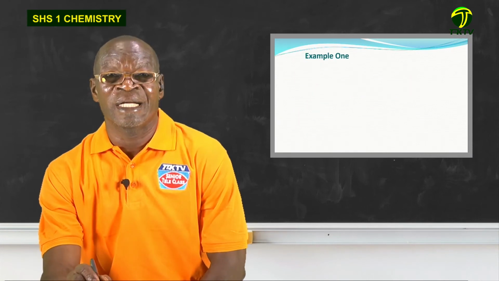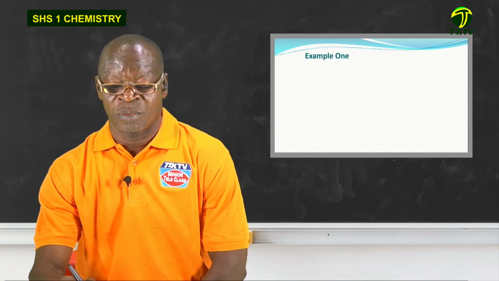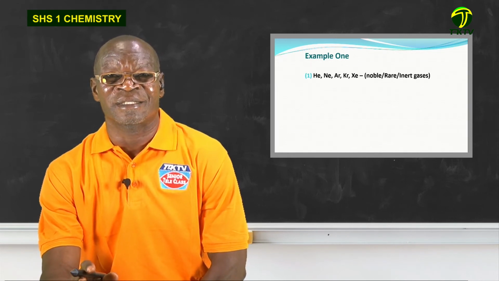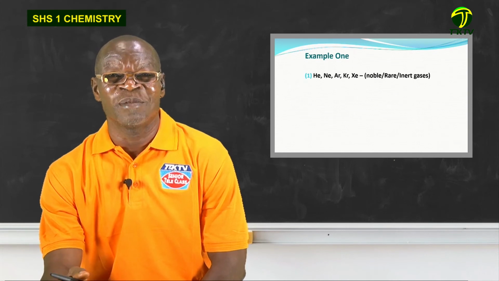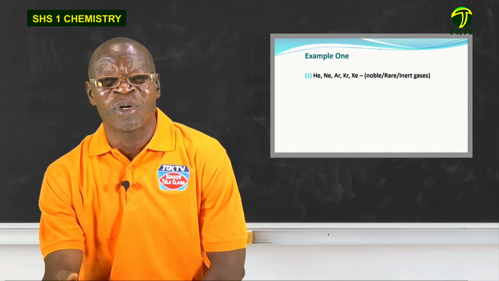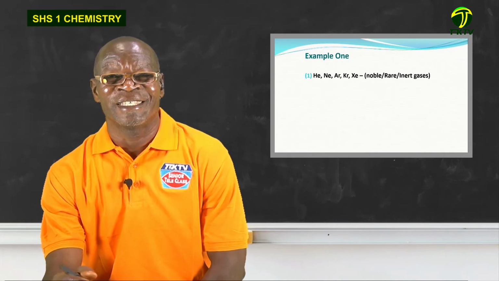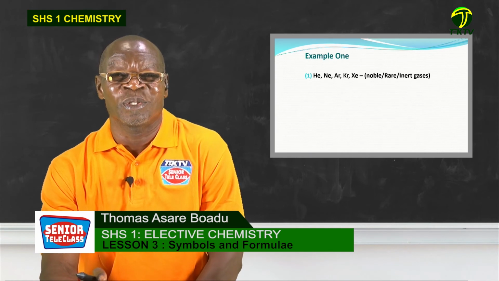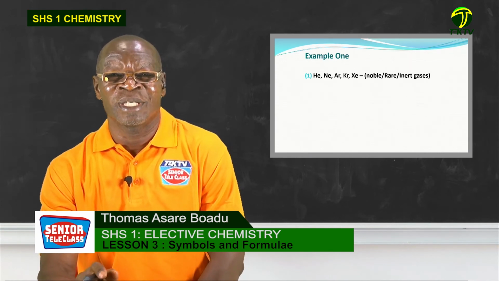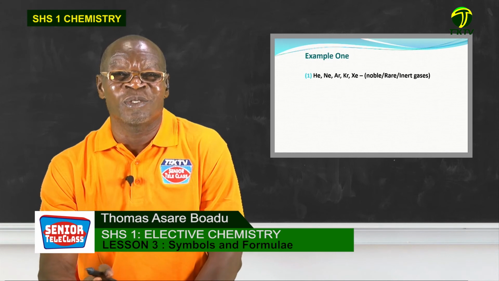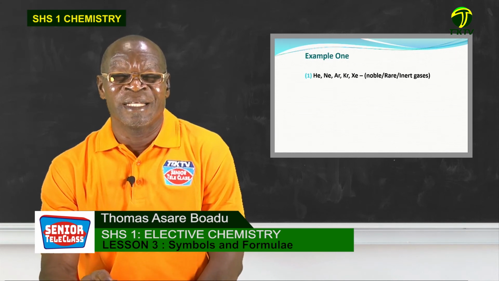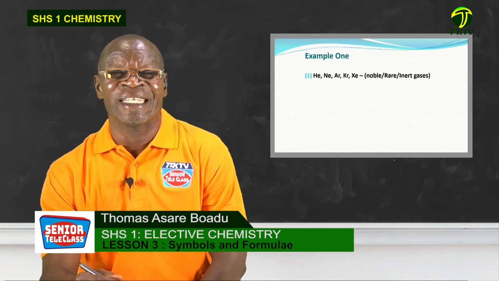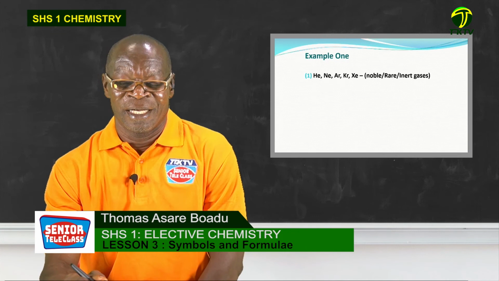So let's look at the examples. We have the noble gases, or the inert gases, or the rare gases. Why do we have noble, rare, inert? When somebody is noble, he is a person who does not want to mingle with others. So these substances don't want to combine with others. And rare, they are not common. We don't see them. They are inactive, so we say they are inert. So the 3 names reflect them.